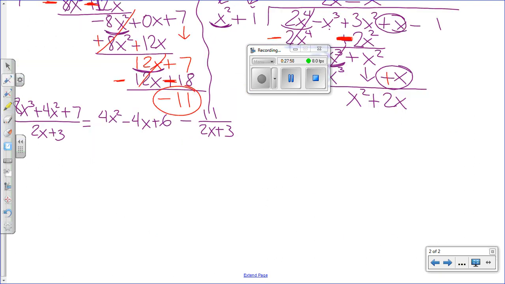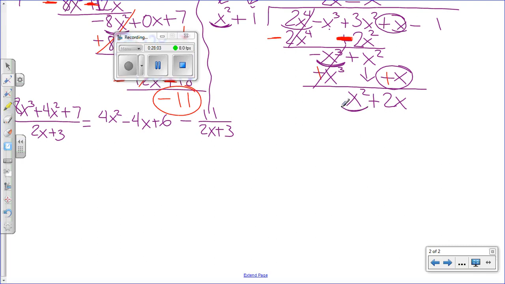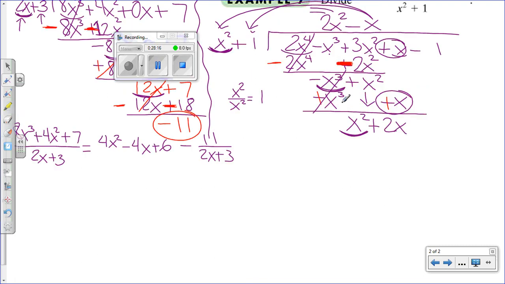Now we're almost done with this problem. And what I need to do now is take this x squared and divide it by the x squared. And so I know that would be pretty obvious, but I'm still going to write it down. X squared divided by x squared, that is equal to 1. That will be the next term for the quotient. Now we need to multiply 1 times the divisor. So that is easy. It will just be x squared plus 1.